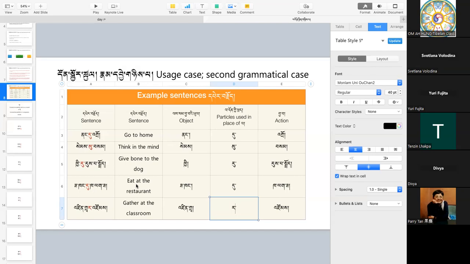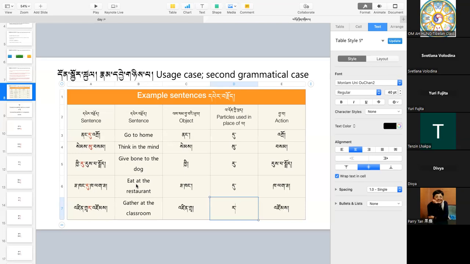Giving the kiru, rupatra, give bone to the dog. To, because the action is done towards something or someone. Kangpa to sahantu kalasa, at, because an action is done at a particular position. Similarly, zintarzom, gather at the classroom, at, because an action is done at a particular position.